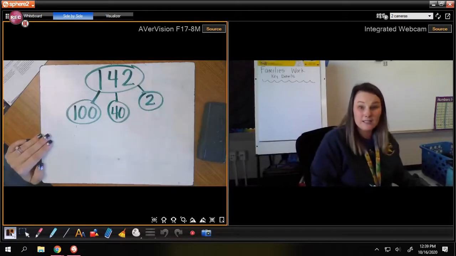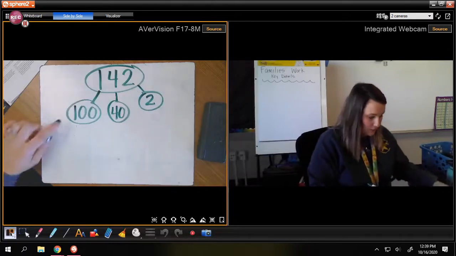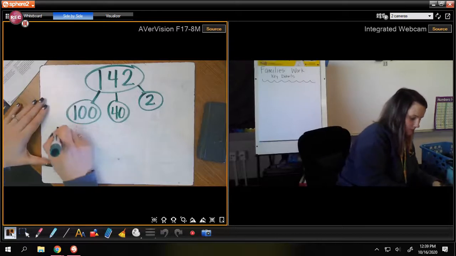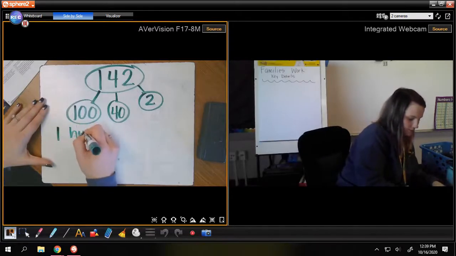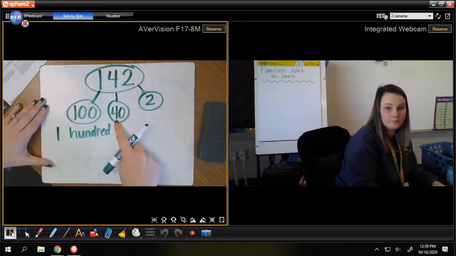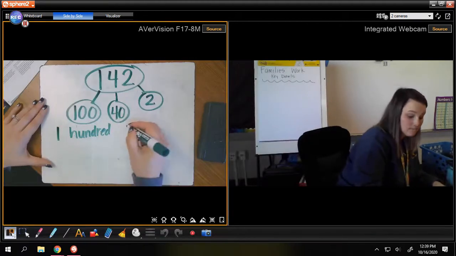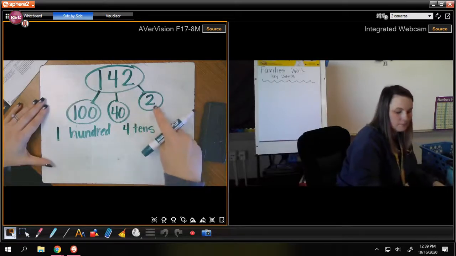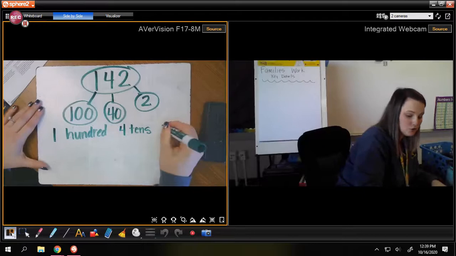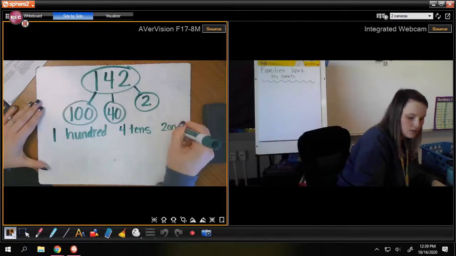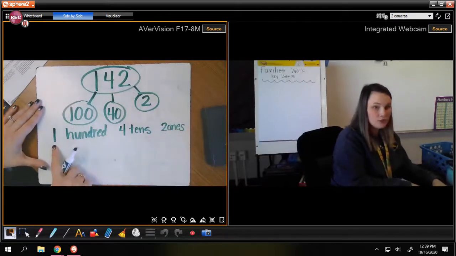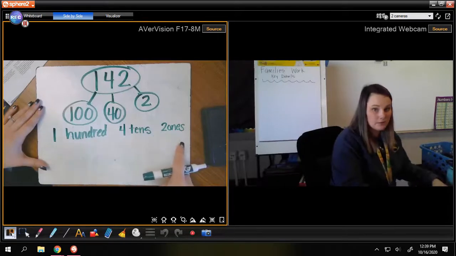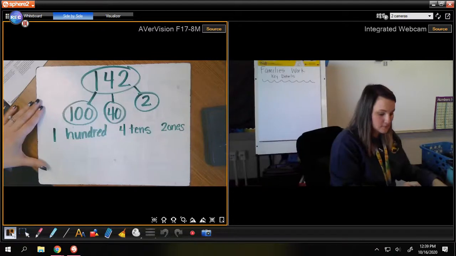So now I'm going to write it into unit form. So 1 100. How many tens do we have? 4 tens. And our ones, 2 ones. And we always write it from largest to smallest. Okay.